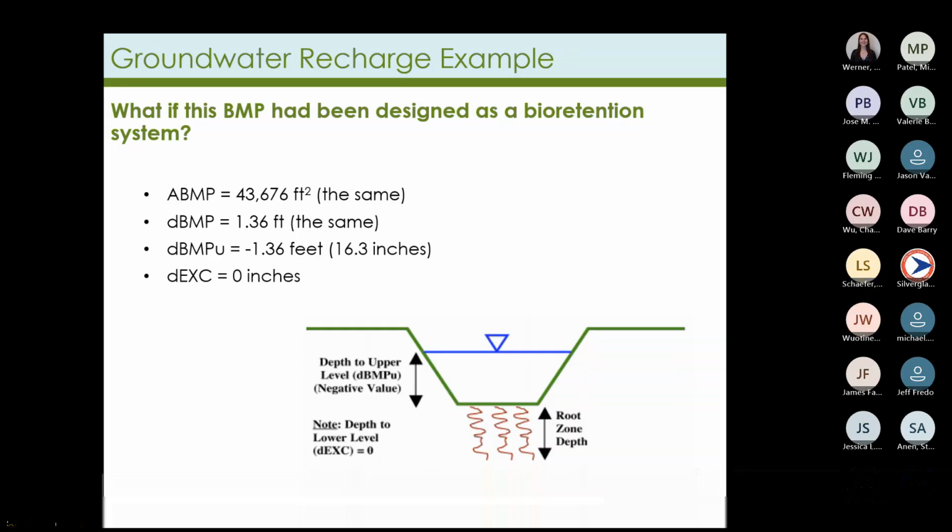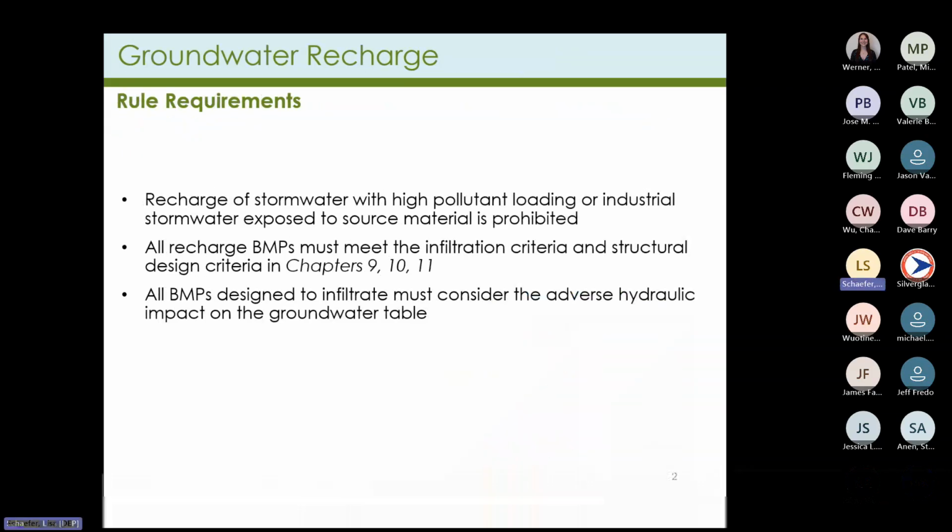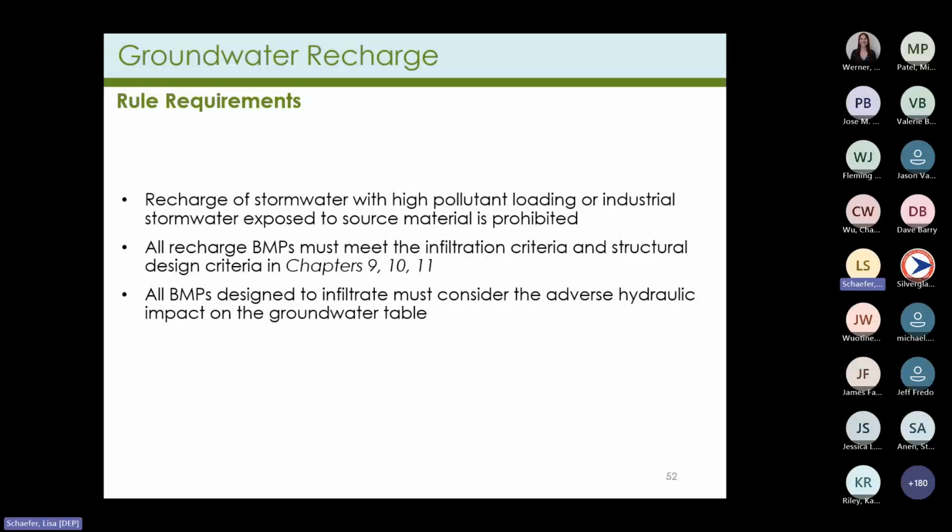So that is everything I have for that. I want to remind you about important rule requirements. You cannot recharge areas with high pollutant loadings, nor industrial stormwater that is exposed to source material. So if you have a gas station and you're near the pumps, you should direct runoff away from any recharge BMP.